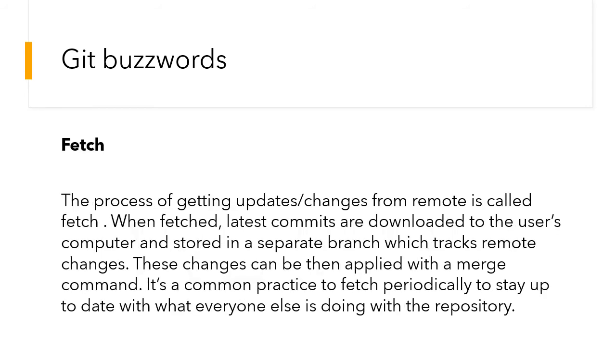The process of getting updates from remote is called fetch. When fetched, the latest commits are downloaded to the user's computer and stored in a separate branch which tracks remote changes. These changes can then be applied with a merge command. It's a common practice to fetch periodically to stay up to date with what everyone else is doing with the repository.